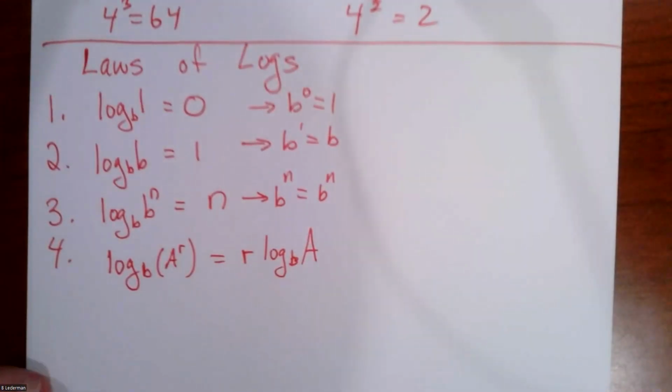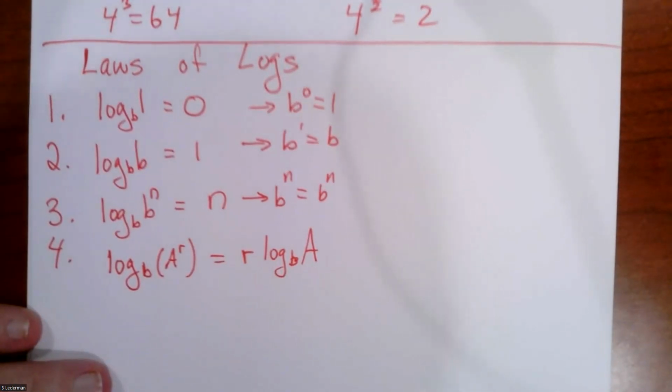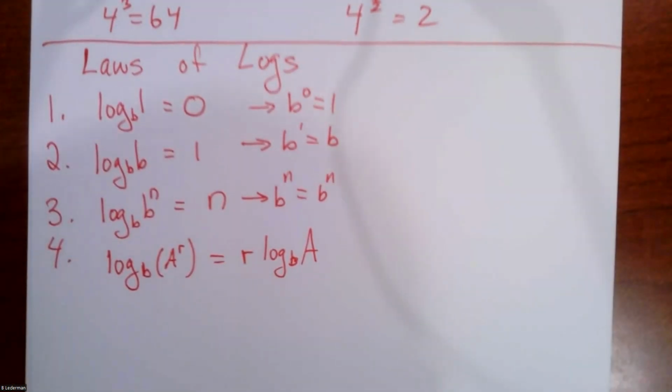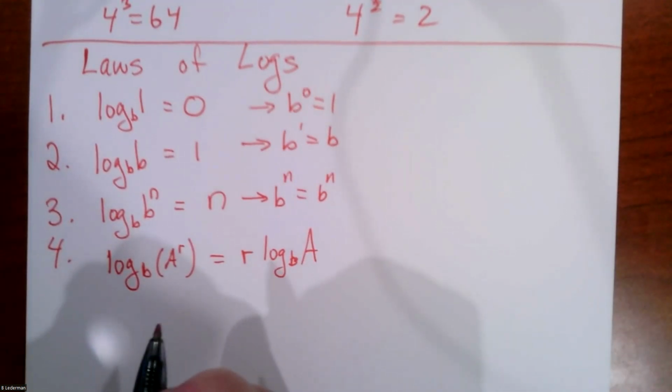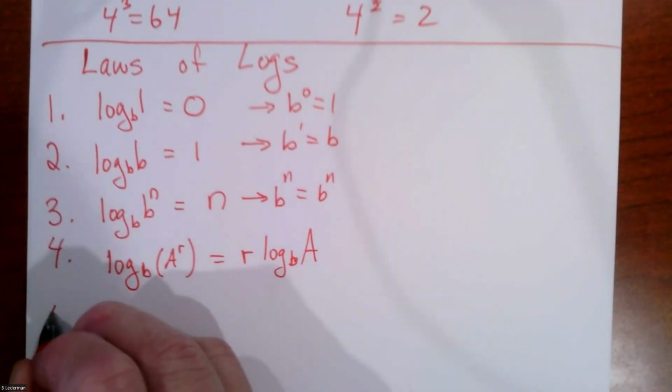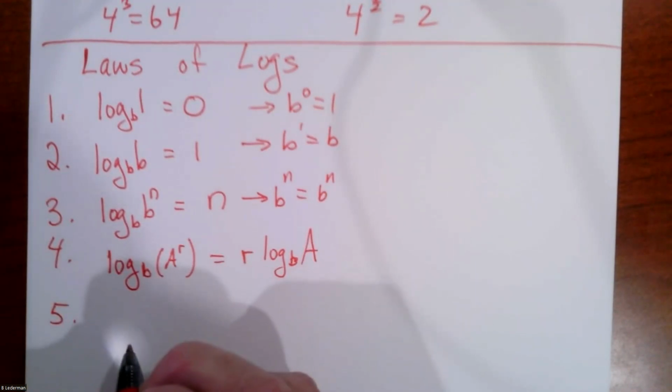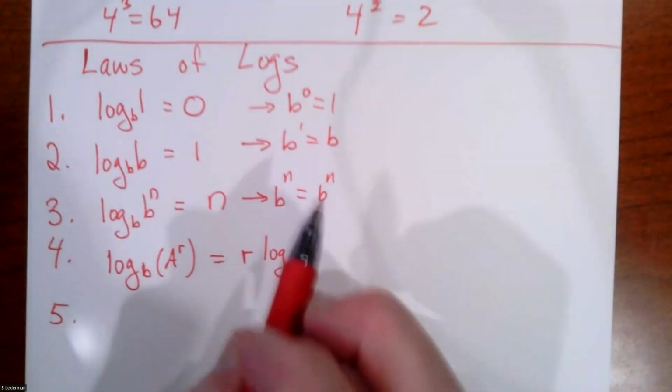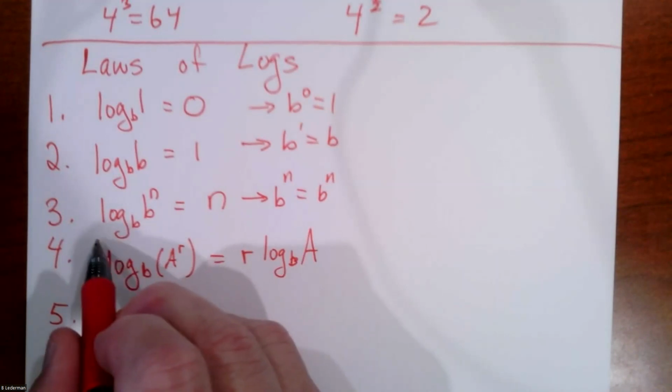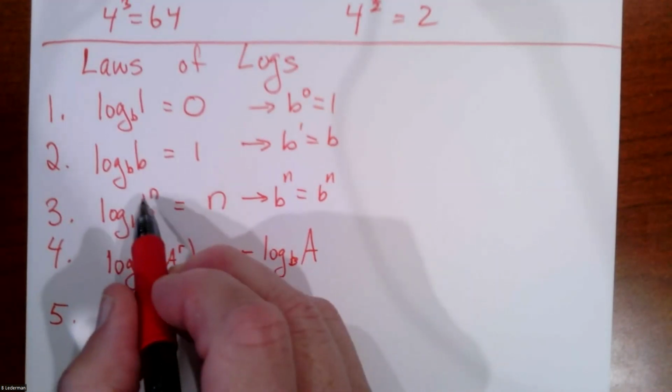Now, you remember when I explained what logs were just a few minutes ago, you saw that it's kind of like exponents backwards, and there is an inverse relationship between them. In fact, I actually kind of showed that here. The log of b to the n.